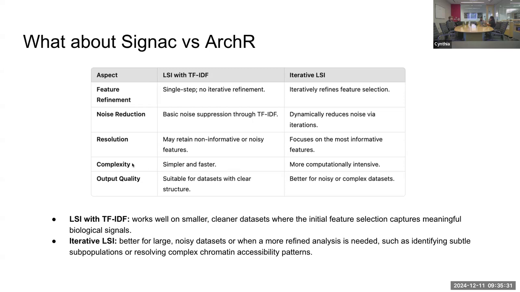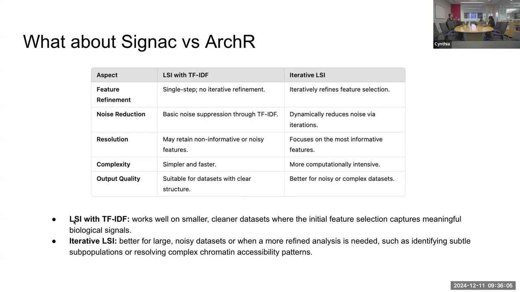In terms of the computer resources or the complexity, implementing Signac is simpler and faster in terms of resources. We know that iterative LSI is more computer intensive, but as they have implemented the Arrow file, they could fix this issue. And the output, well, it depends also on the previous step that we're performing.